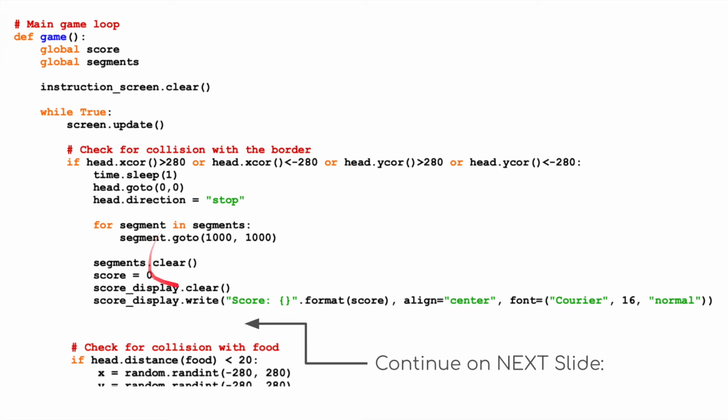And then we've got a little segments part here that if it hits the wall, obviously the score is set to 0 and the segments are cleared. There's no more segments on the snake's body. Continue to the next slide, check for collision with food.